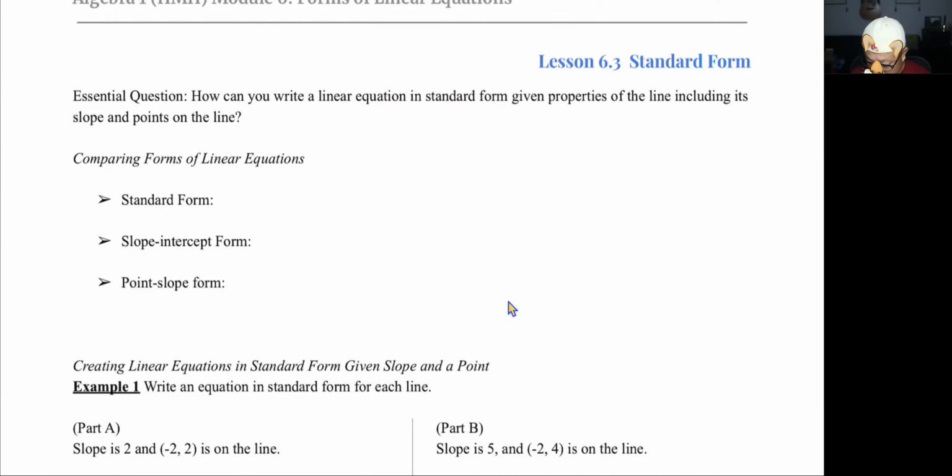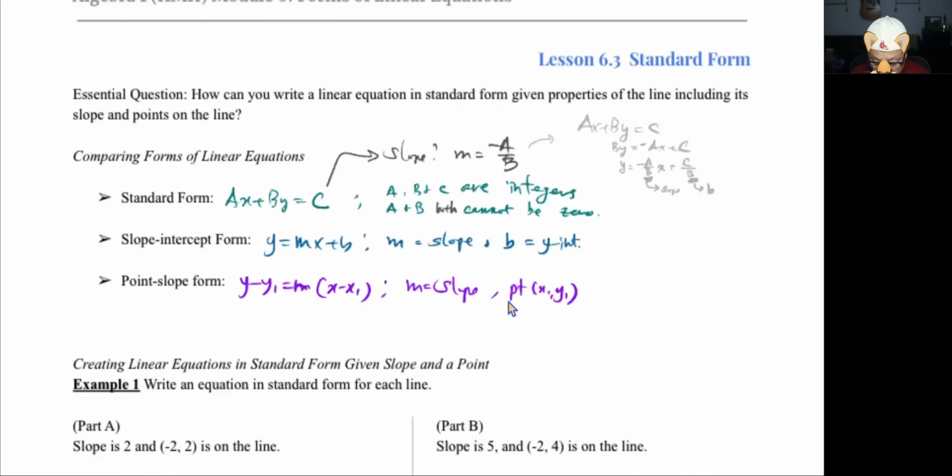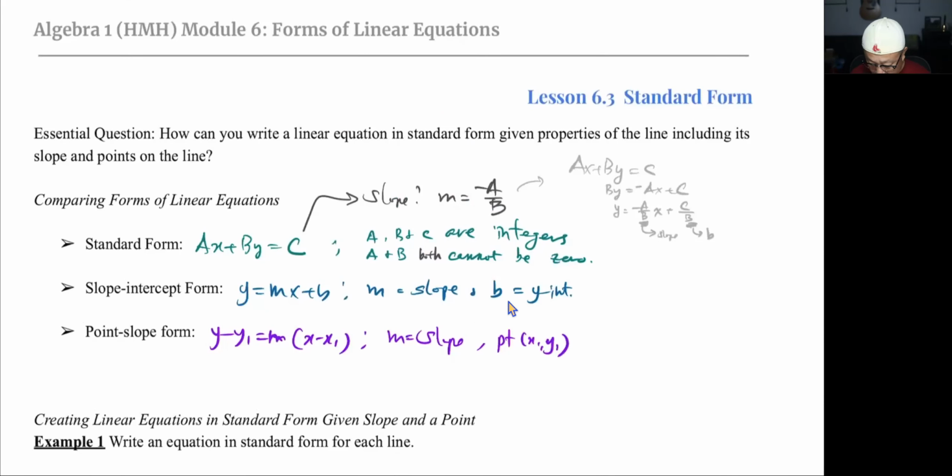Okay, so this is it right here. So let's not write this for now. Let's get rid of that for now. Okay.